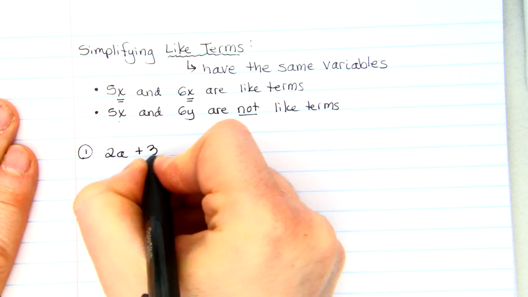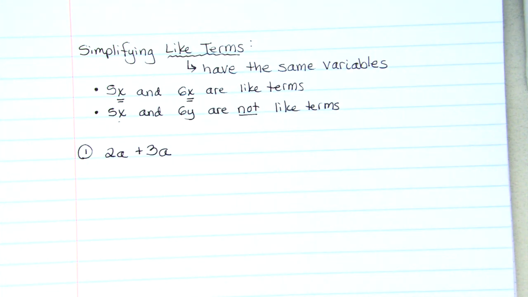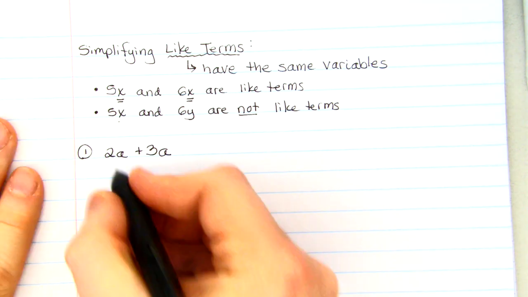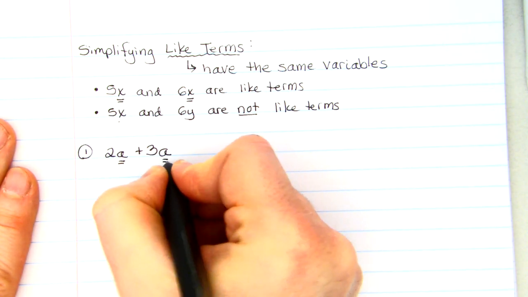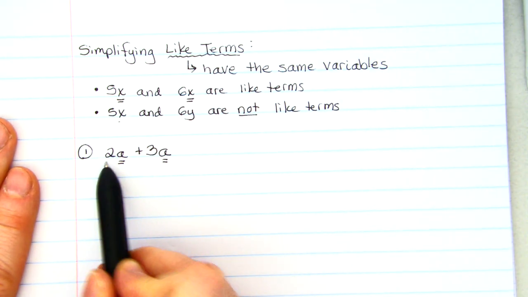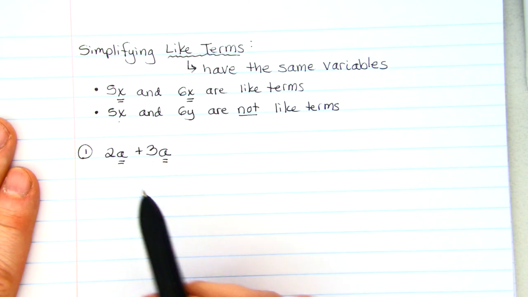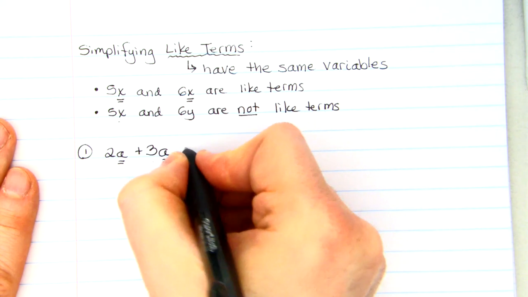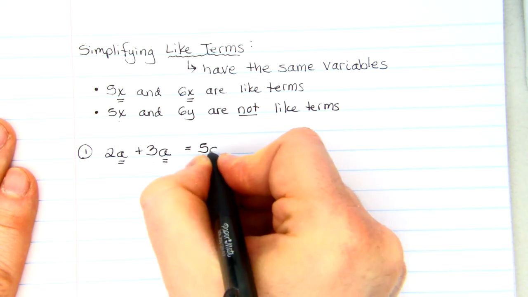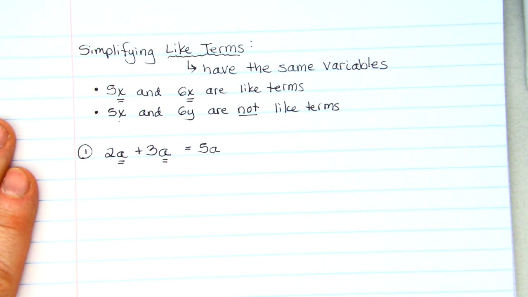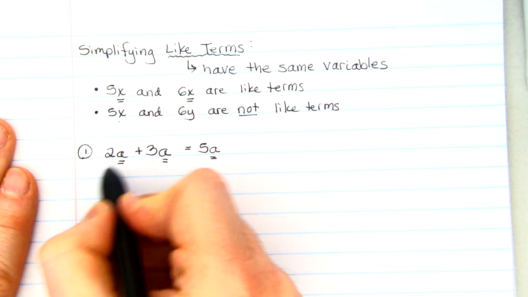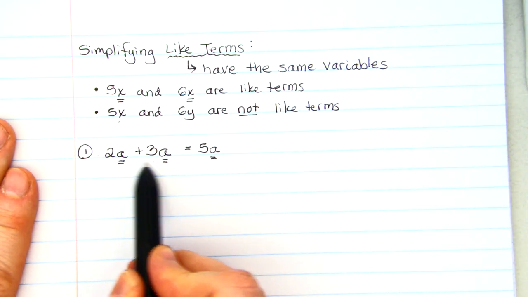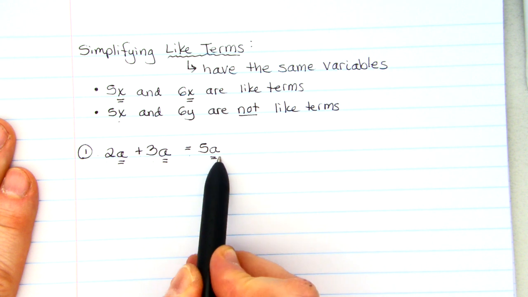2a plus 3a. Those are like terms. They have the same variables. To combine these, well, I've got 2 a's here. I've got 3 a's here. So altogether, how many a's do we have? Well, 2 a's and 3 a's, that's going to give you 5a. All we have to do is add the numbers together. I've got 2 of these, I've got 3 of those, so you have 5 of those things there.